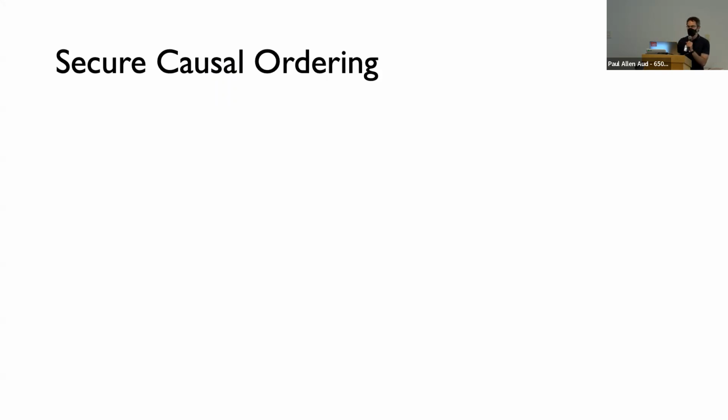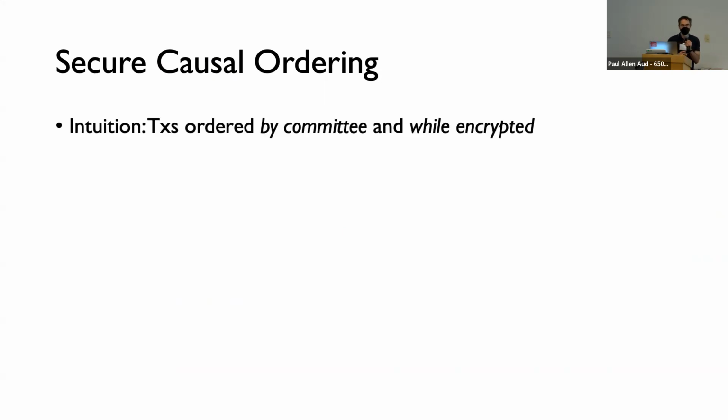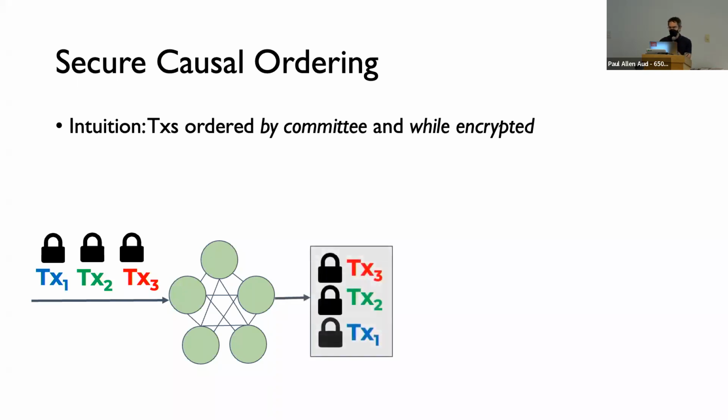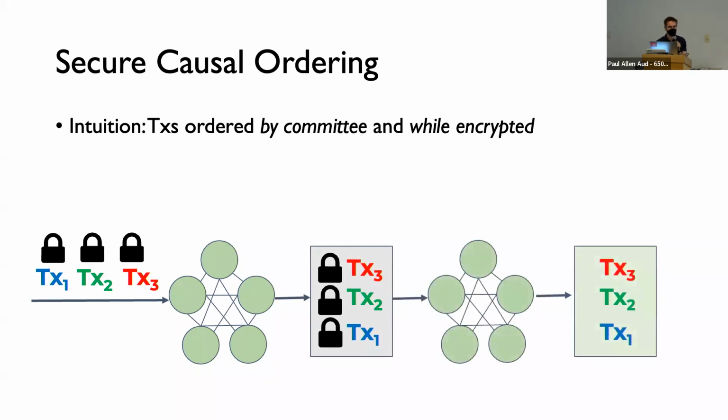One technique is known as secure causal ordering. The intuition is quite simple. Transactions are ordered not by a single validator or miner, but by a committee, and the committee orders these transactions while they're encrypted. And so the idea is transactions go into the mempool in encrypted form, the committee gets together, figures out how to order them, and only once they've been ordered do they get decrypted, do they get revealed. This is very nice, and you can see how it's beneficial. It's hard to take advantage of a transaction if you don't know its contents. Okay?